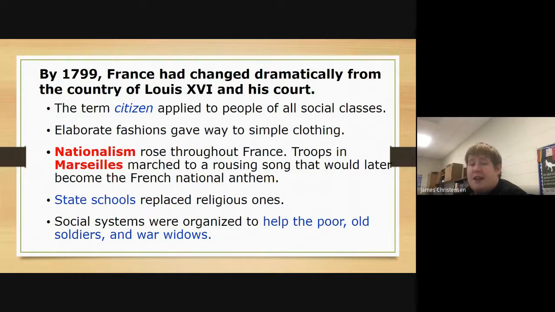By 1799, so a few years later, France had changed dramatically from the country of Louis XVI and his court. The term citizen applied to all people of all social classes. Elaborate fashions gave way to simple clothing. Nationalism, or love for one's country, rose throughout France. Troops in Marseille marched to a rousing song that would later become the French national anthem. State schools replaced religious ones, and social systems were organized to help the poor, old soldiers, and war widows.